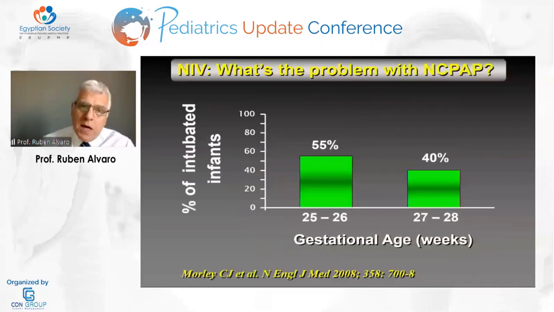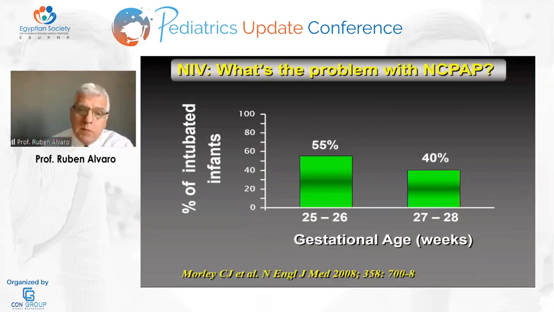Now, what's the problem with CPAP? Well, this is a study that was done by Dr. Morley in Australia, that randomized babies to either receive prophylactic intubation and surfactant versus just prophylactic nasal CPAP. And although the CPAP group did as good as the intubation group or better, this is what they found.